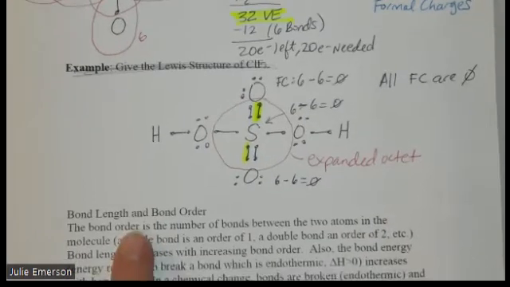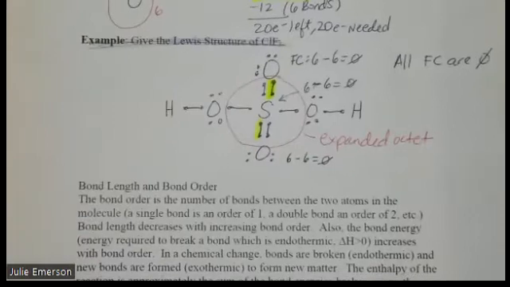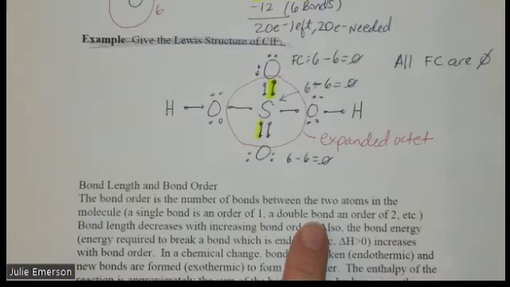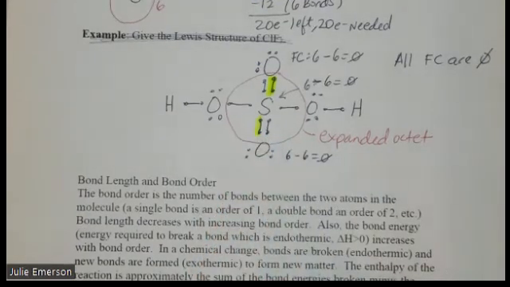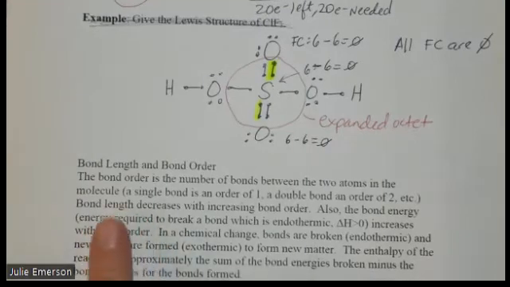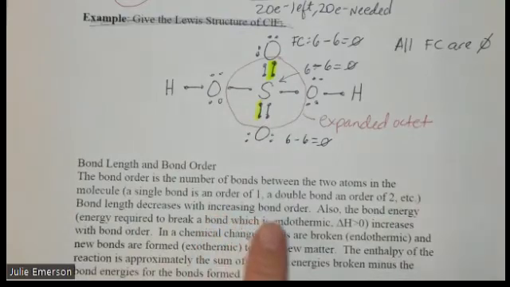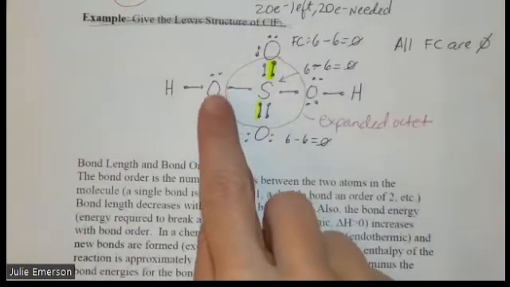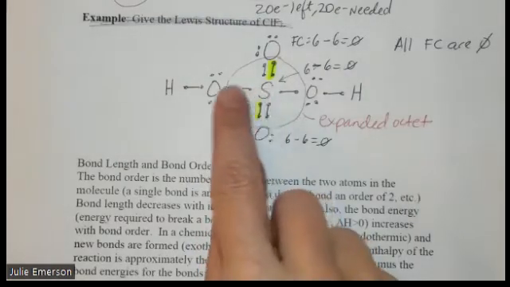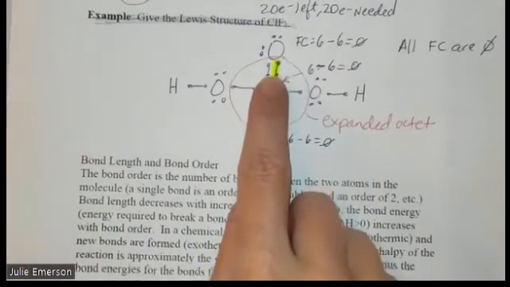So the bond order, all right, and this is easy, I think. Bond order is how many bonds it is. So like a single bond has an order of 1. If it's a double bond, like here, that would be a bond order of 2, triple bond order of 3. So that makes sense. Bond length, the distance in the bond, decreases with increasing bond order. So this oxygen sulfur single bond is longer than the double bond, right?